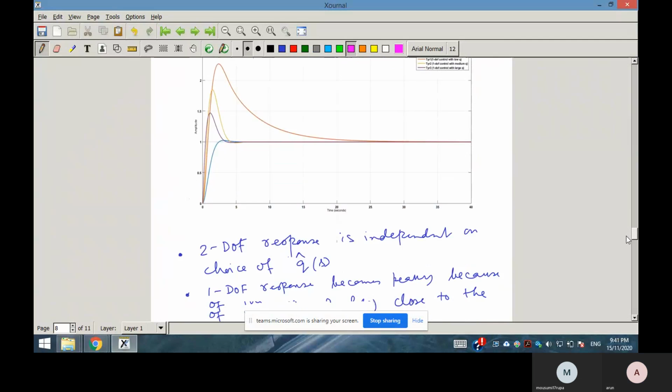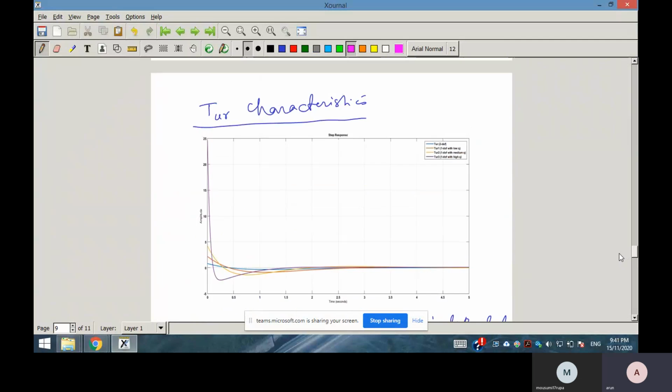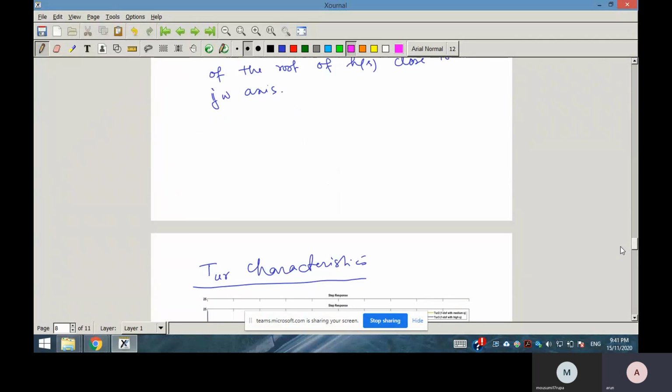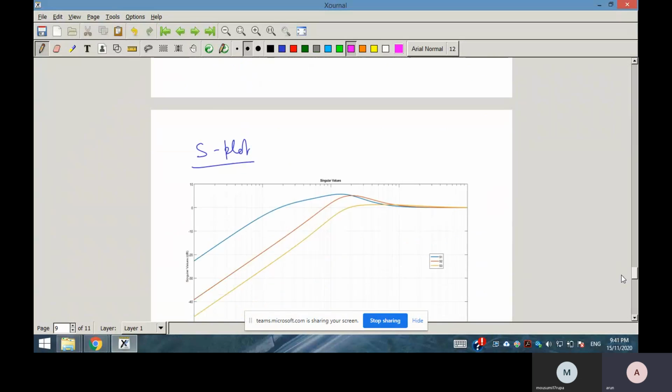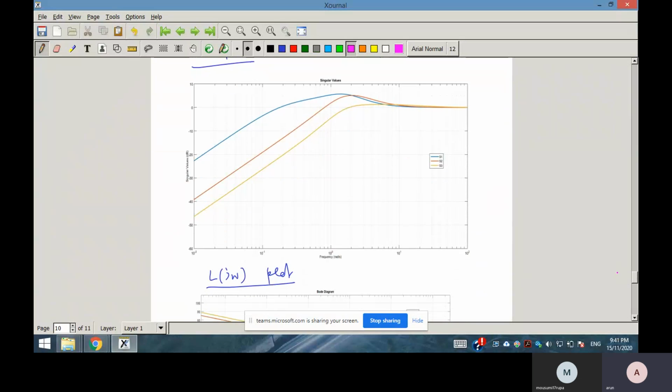Thus the choice of Q hat is very important. Q hat should not be too far away from the imaginary axis, nor too close to it, and how Q hat has to be chosen is an iterative process. As we have seen here, you have to plot S, you have to plot the loop, and you have to post check whether the sensitivity peak is less than 2.